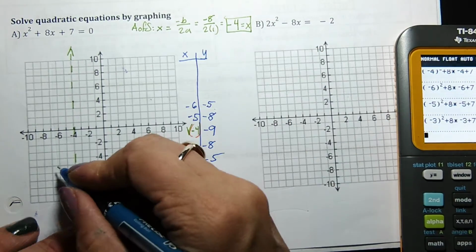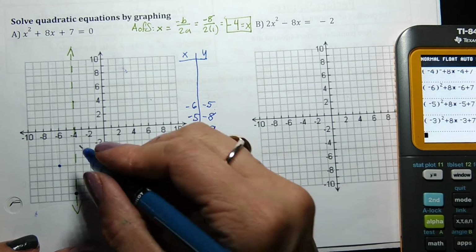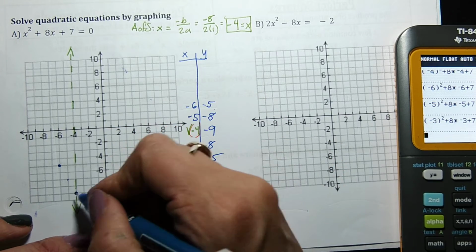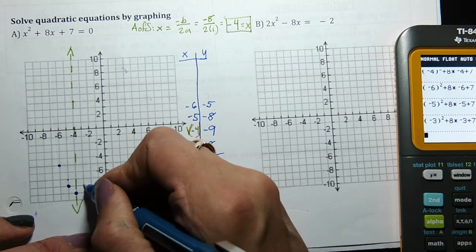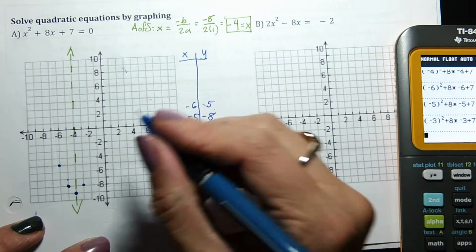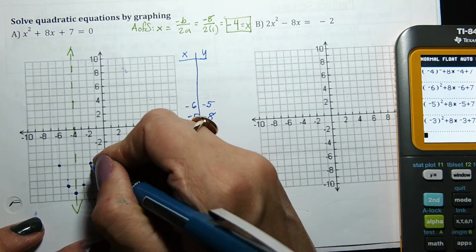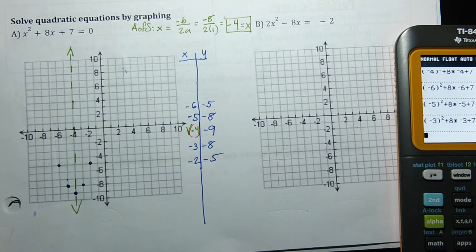I'm going to go ahead and plot those other points. Negative 5, negative 8, ignore that one. Negative 3, negative 8, negative 2, negative 5. Have we caught the x-intercepts yet? No. Are we going to get x-intercepts? If I curve through that U, we're heading for the x-axis right there. So we haven't found them yet, but there definitely are going to be 2 x-intercepts.